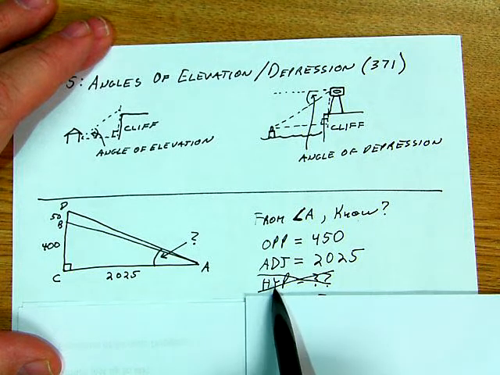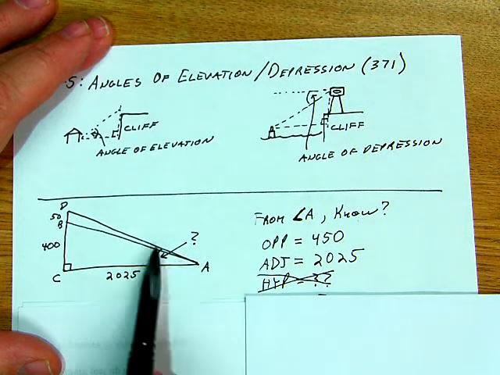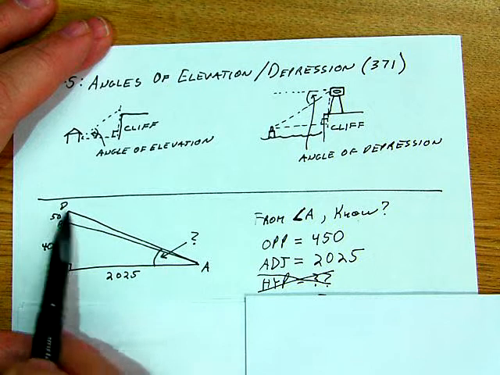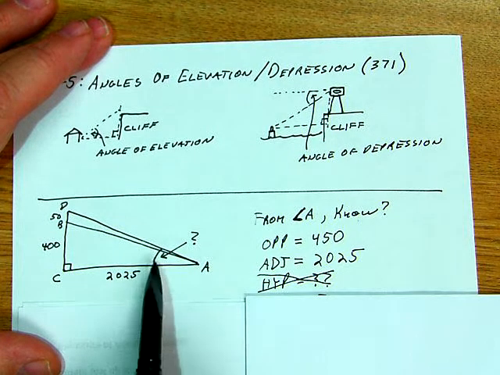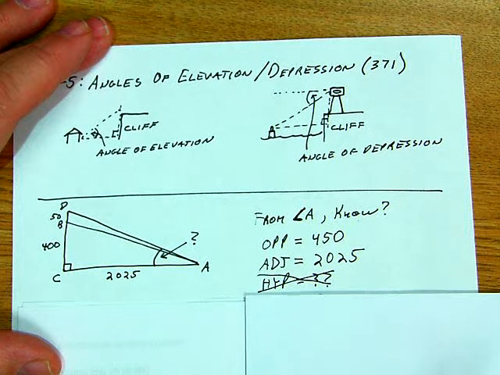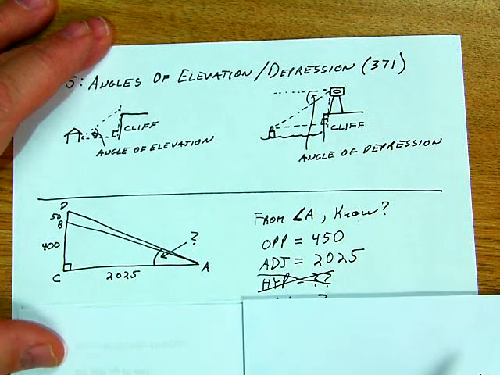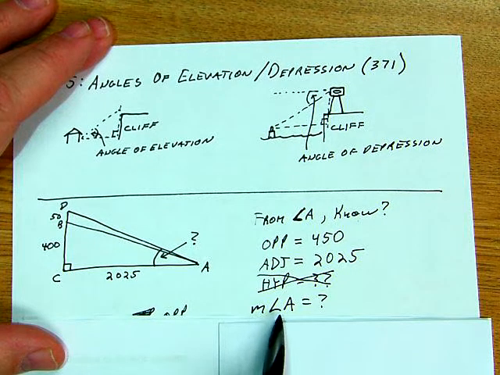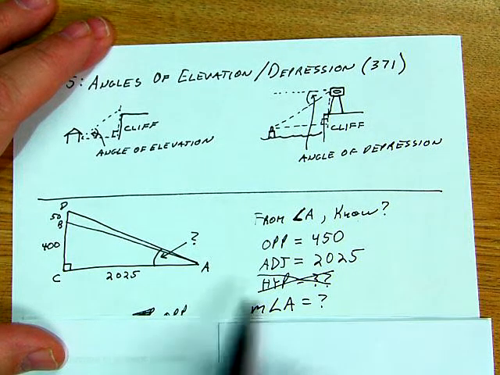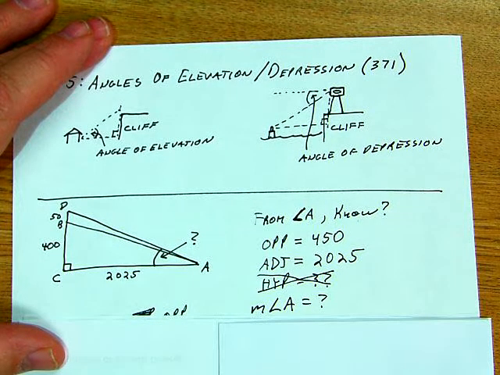We think, well, what about the hypotenuse? Well, the hypotenuse is not given to us. We don't know what the hypotenuse is, but guess what? We're not asked to know what it is. We're asked to find out what that angle of elevation is. So we don't even need to know the hypotenuse. And finally, we're asked to find out the measure of angle A, which is what we're talking about right there.